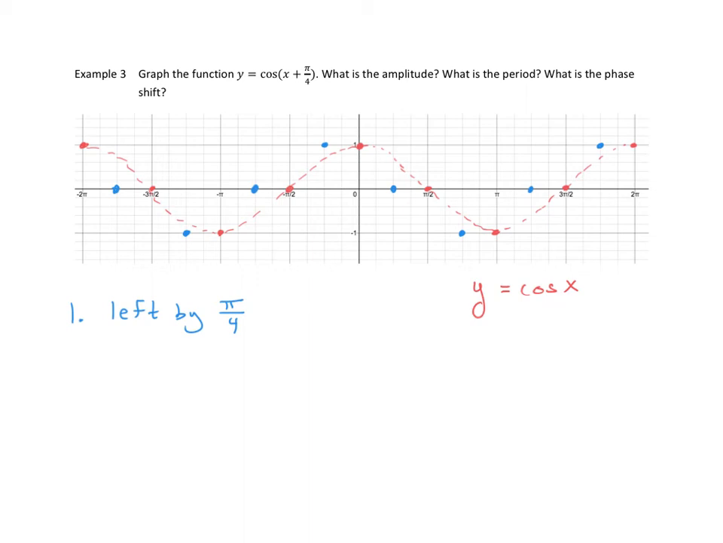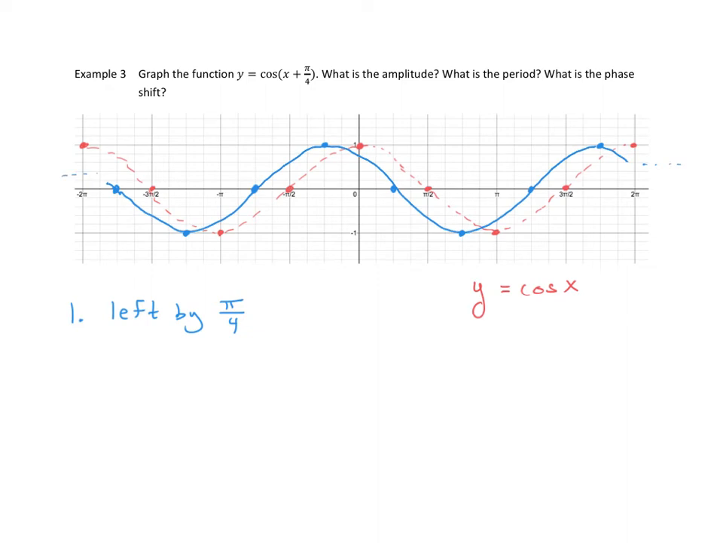It's going to look like the cosine function, except it's going through these points. So I'm going to do my best to try to sketch that. So we get something that looks like this. I know this is continuing forever both to the left and to the right.